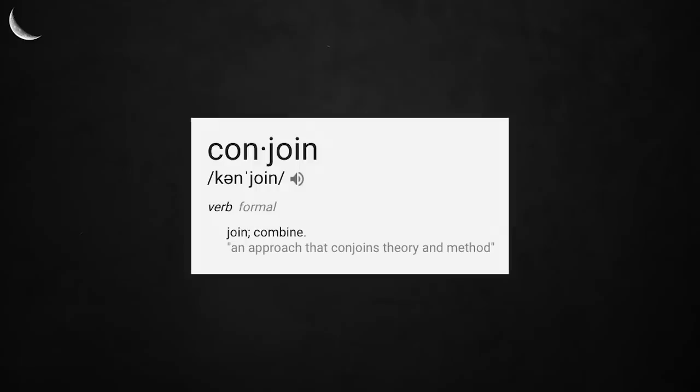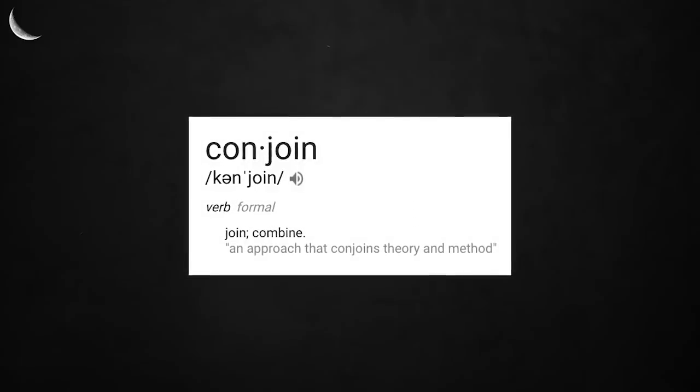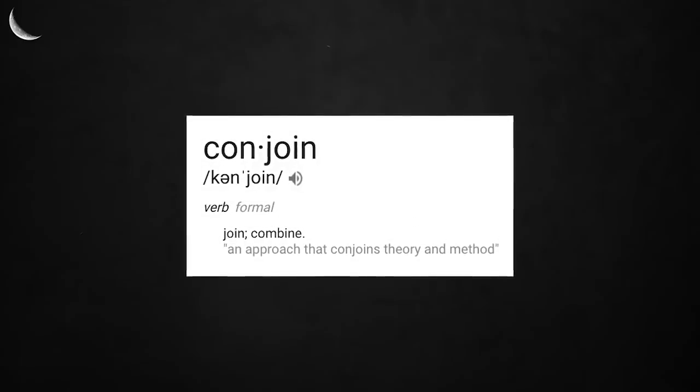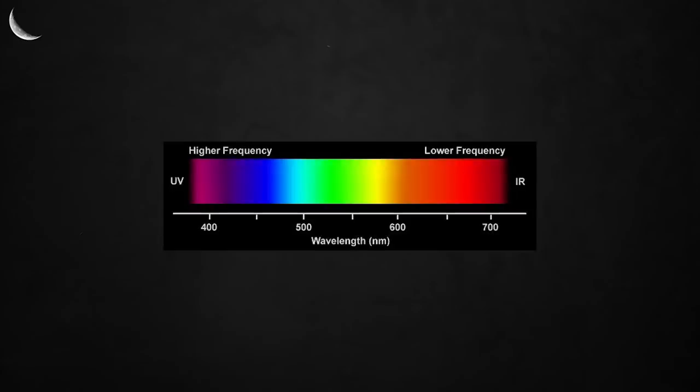Now, what exactly is conjoining a spectrum? We know that to conjoin means to essentially combine or make whole. However, what's the significance of the word spectrum? What's something that we think of when we hear the word spectrum? That's it. Color. The color spectrum.